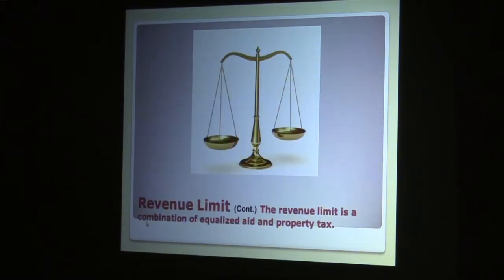So the important thing is we have this cap, this revenue limit, and there's really two sides. And it doesn't really matter. We have the authority to tax to a level, and it's going to be either state aid that we receive or taxes, one or the other. So if for whatever reason we spend less in the prior year, our local taxes could go up because we have the revenue limit authority to do it. So that's the revenue side of the equation.